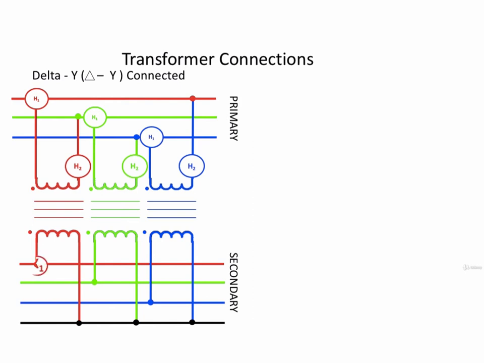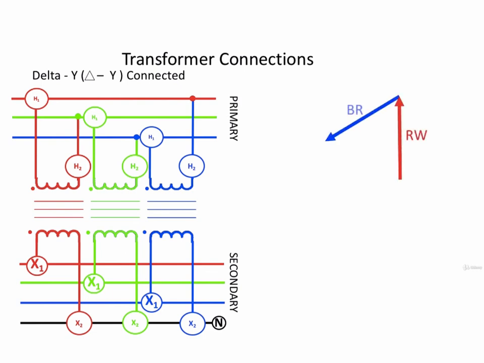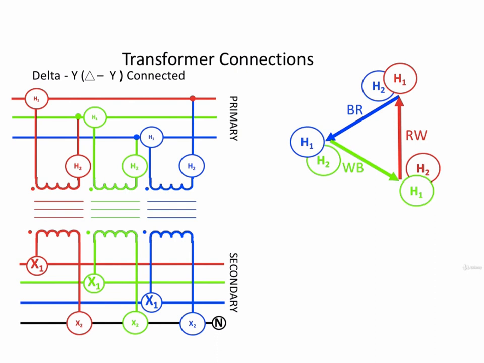On the secondary side, the X1 terminals of the secondary are connected to the individual phase conductors, while the low voltage X2 terminals are connected together to form a neutral on the secondary side. The phasors would look like this. You have the H1, H2 forming the red to white voltage. You have the H1 to H2 forming the white to blue voltage, and you have the H1 to H2 forming the blue to red voltage.